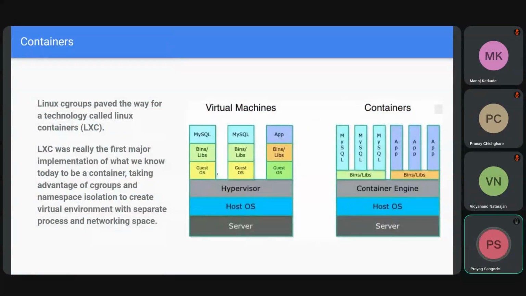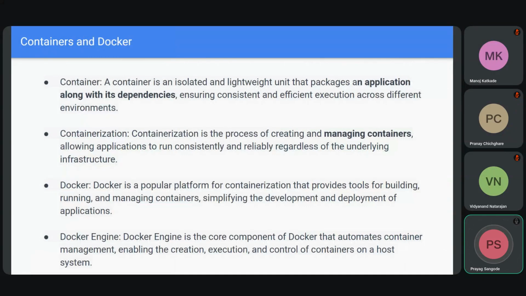So we have seen this image. In a traditional virtual machine we have a server, which will have a hypervisor. VMware is one of the hypervisors. Then there are multiple OSes and applications. In containers, there is a single kernel, single OS, and multiple containers with their own set of binaries and libraries. Linux cgroups paved the way for a technology called Linux containers, so LXC, which we also call Linux containers. We have seen this.